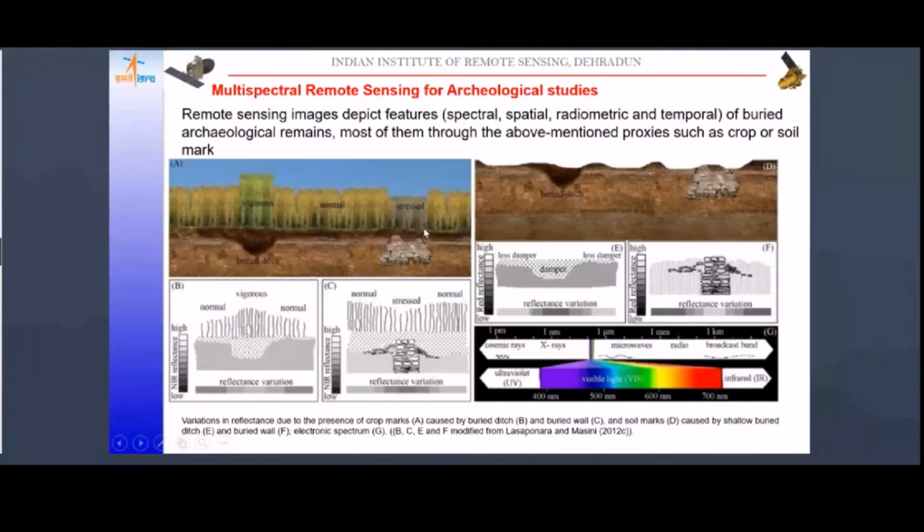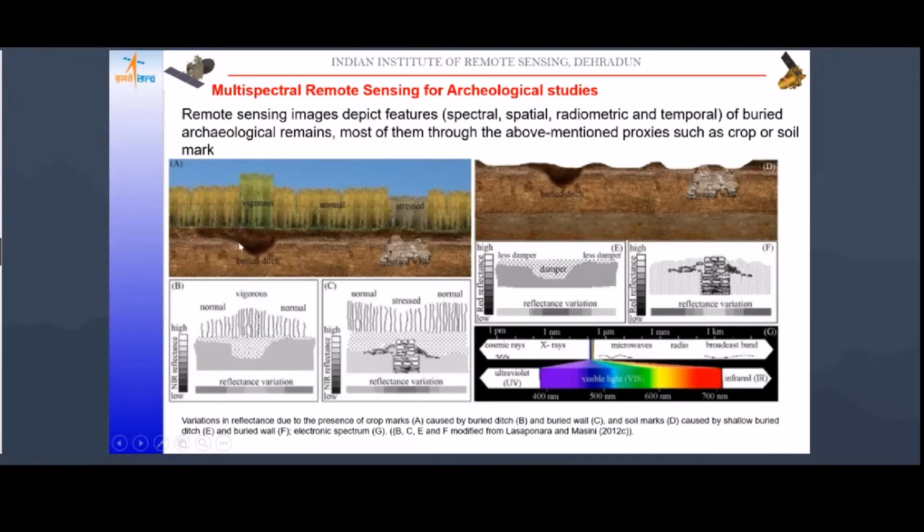Right? So as I was telling you about soil marks and clues that these proxies will give us, crop or soil marks. Here you see remote sensing images that are depicting features of buried archaeological remains, most of them through the above-mentioned proxies: spectral, spatial, radiometric, and temporal proxies or clues such as crop or soil marks.